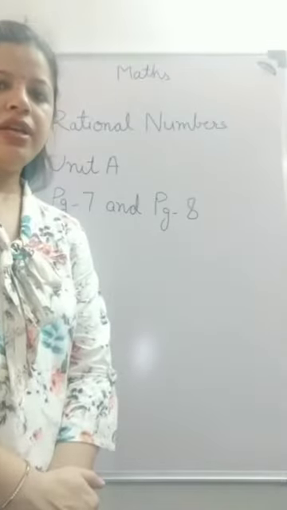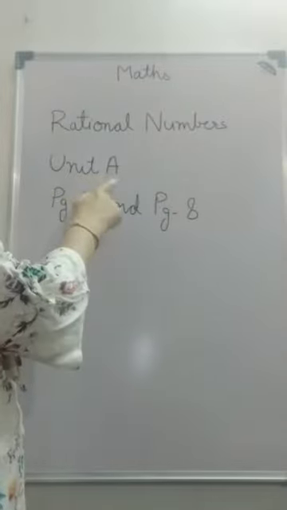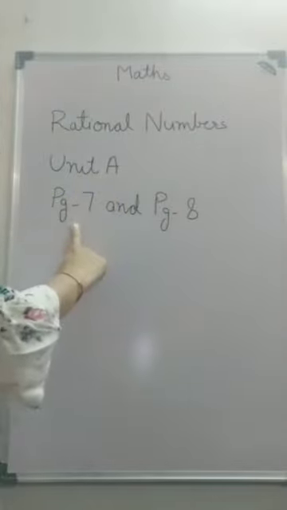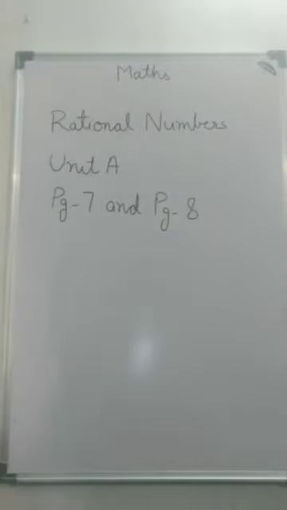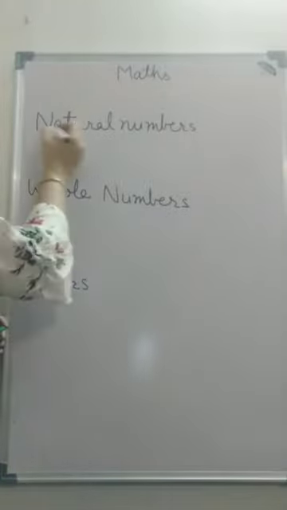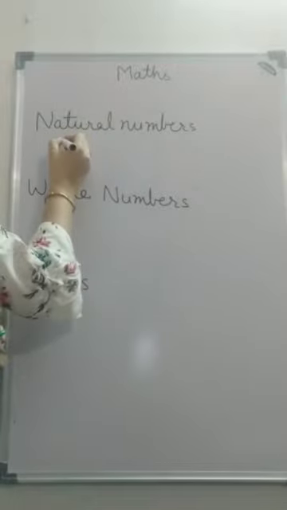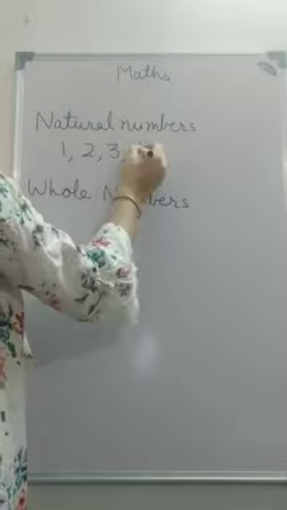Students, in this video I explain rational numbers, in which I cover Unit A, page number 7 and page number 8. Okay. Let's do a quick revision. What are natural numbers? Natural numbers are 1, 2, 3, 4 and so on.